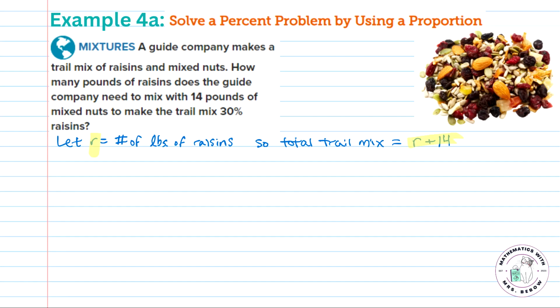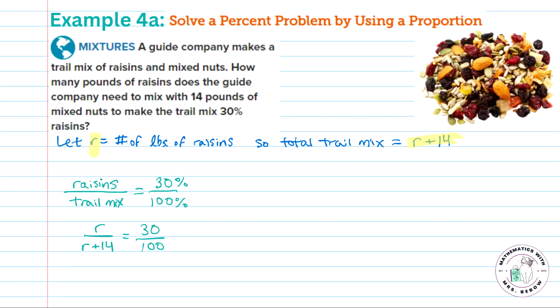So when I set up my proportion now, we're going to be looking at raisins, so the amount of raisins and the amount of trail mix, right? There's a ratio of the raisins to the total trail mix. And the amount of raisins, in this case, is 30%. The trail mix is our 100%, right? So 30% raisins, the whole thing, all of it would be considered the 100% amount. When I plug in my expressions that I just came up with that I have highlighted here, the amount of raisins is R. My trail mix total is the raisins plus the 14 pounds of mixed nuts. And this equals, again, 30 over 100.